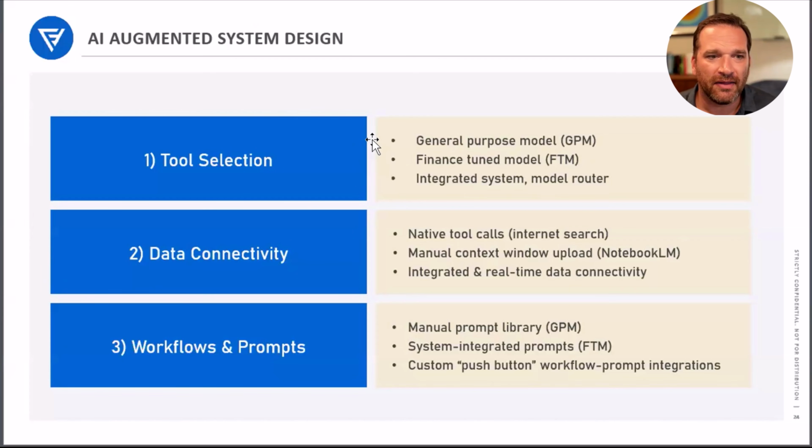Let's get into a little bit of system design, how we're thinking about framing the implementation of these tools. And I think it's 3 buckets. One is tool selection, really being thoughtful about, people say, are you using AI in your investment process? Well, it depends on what AI, it depends on all sorts of questions. What tool, what part of the process?